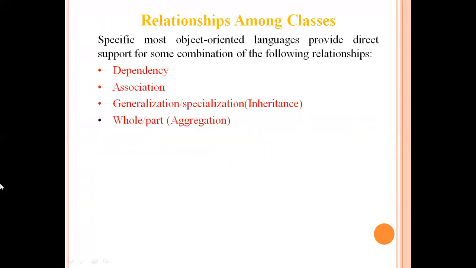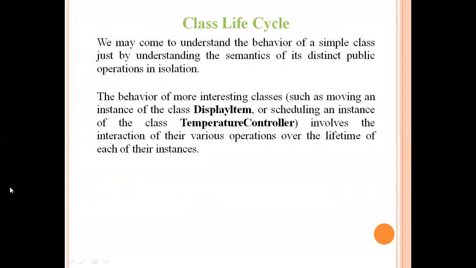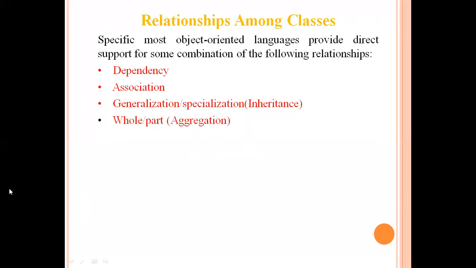So next one, the relationships among the classes. There are four types of relationships. The first one is dependency, the second one association, the third one generalization or specialization, and the fourth one aggregation. That is, there are four types of relationship between the classes.